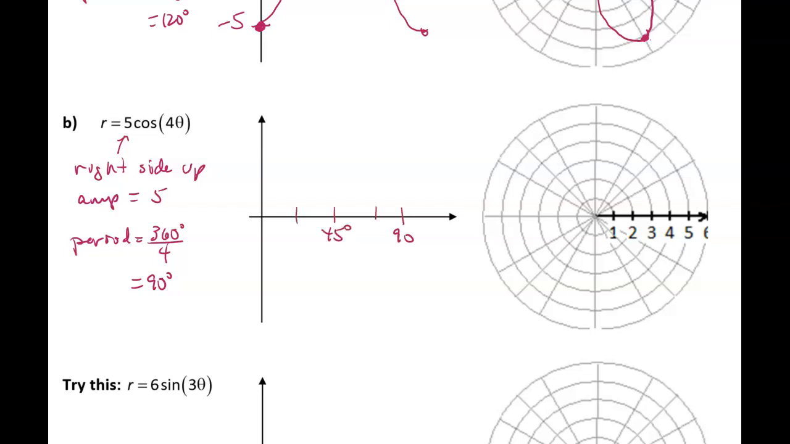45 in the middle. Those would be 22 and a half. I'm not going to worry too much about those. Maximum of 5, minimum of negative 5. And this is a cosine graph, but it's right side up. So we're starting at positive 5, down to 0, down to negative 5, to 0, back up to 5.